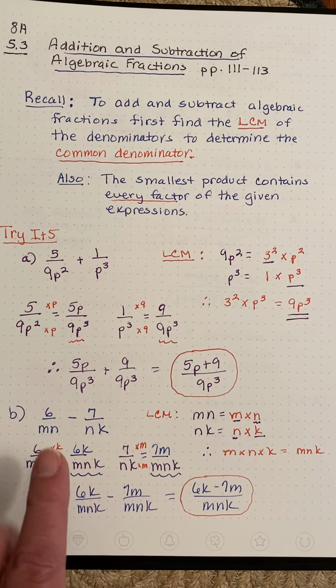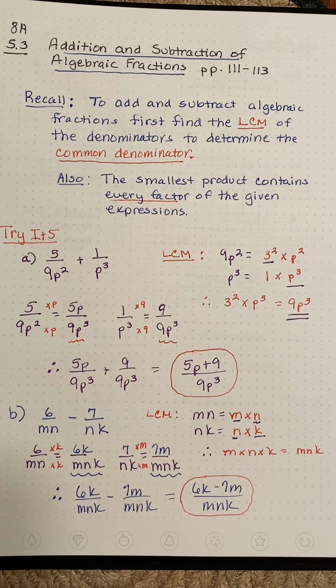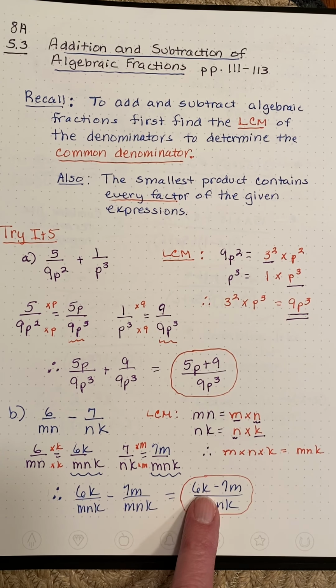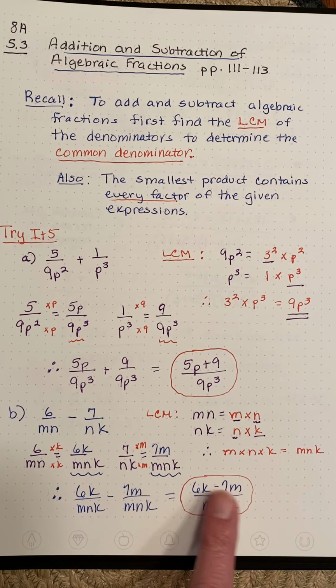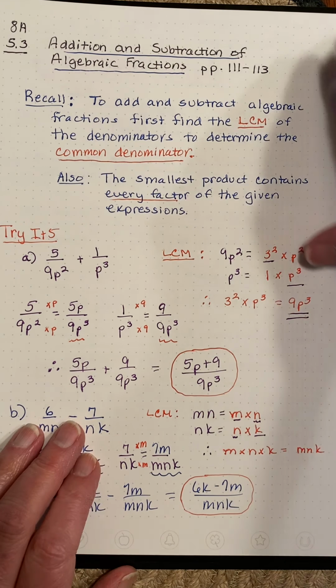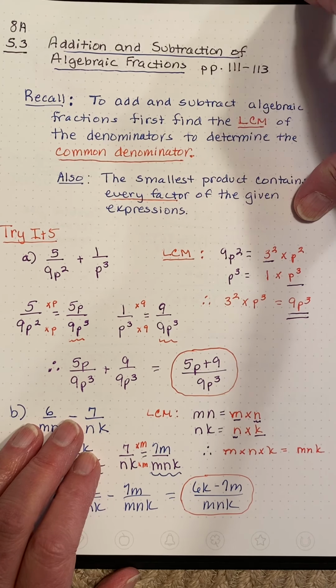Now I just substitute my equivalent fractions into the problem. So it's 6k over mnk minus 7m over mnk, which is 6k minus 7m over mnk. In this situation, I didn't have to do anything with the negative. I wasn't combining or multiplying or dividing. It just stays as is. Okay, so that's pretty straightforward.